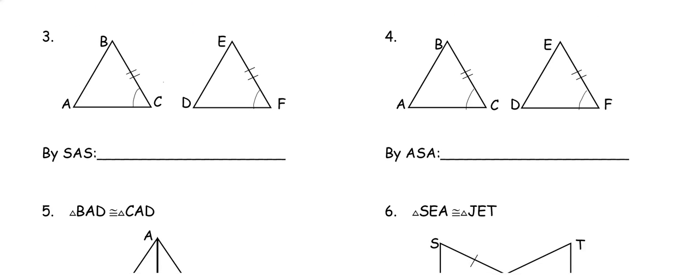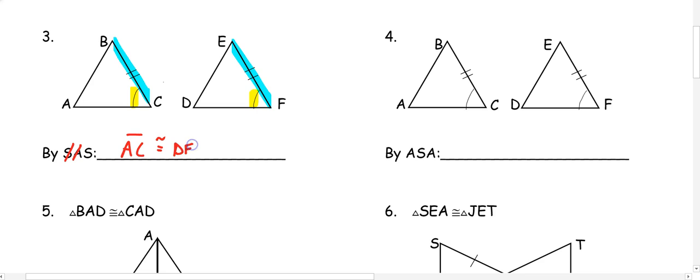In number 3, we are again given a side and an angle. So we're given that BC is congruent to EF, and we are given that angle C is congruent to angle F. So we need to know one other side that is touching the angle because the S is right next to the A. So the other side that's touching the angle that we would need to know is congruent would be AC congruent to DF.